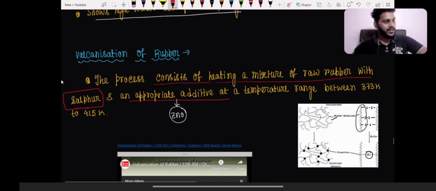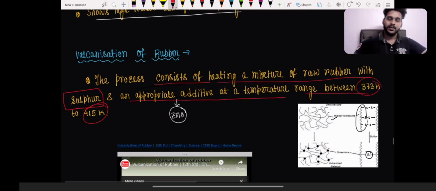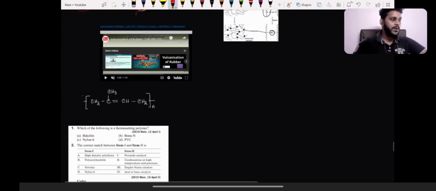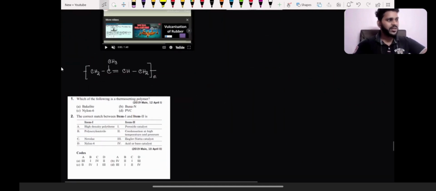An appropriate additive is added at a temperature in the range of this to this. You don't really need to remember the temperature. Yes, the additive that we give is ZnO. Okay, guys, so this was the vulcanization of rubber. So that's it.